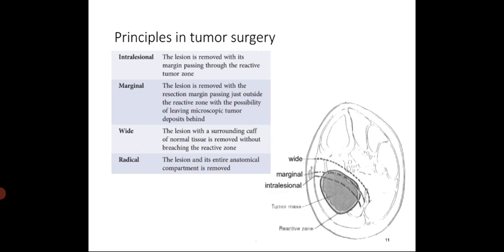So we can either do intralesional, marginal resection, wide resection, or radical resection depending on the grade of the tumor. Usually intralesional is for those benign tumors. What we mean by marginal excision is when we excise the tumor through the reactive zone, or what we call the capsule. And then wide excision is when we have a 2 or 3 centimeter cuff of normal tissue excised along with the tumor. And radical resection already involves the entire anatomical compartment or even the limb.